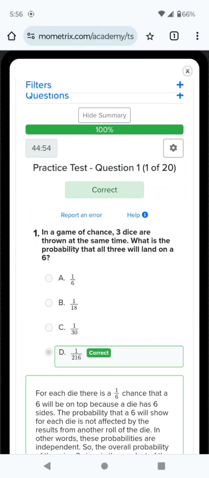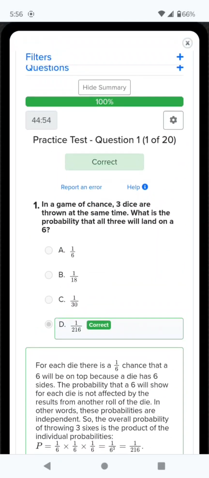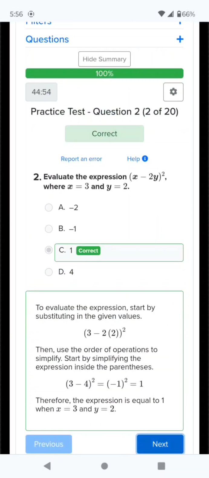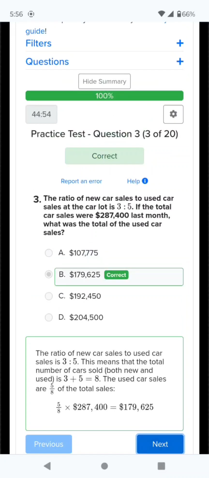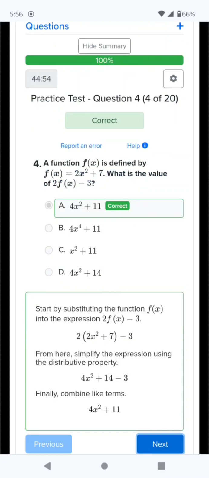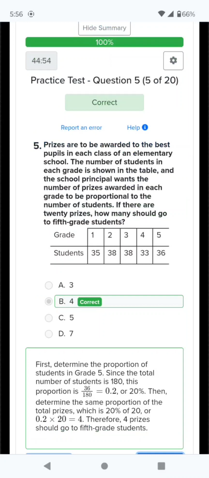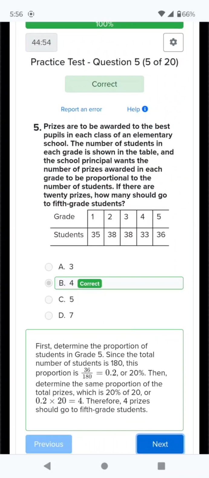Perfect. And then they also give you the explanation of what you were supposed to do. Look at that. And so I think they did it like I did it. Yeah, 3 plus 5 is 8, and then 5 over 8 times 287,400, where they multiplied and then divided. Same here. I want to see what they did right here. Yep, 36 out of 180. And you can divide it and it becomes 20%. So then what is 20% of 20, which is 4?